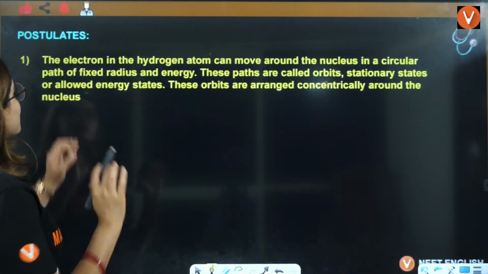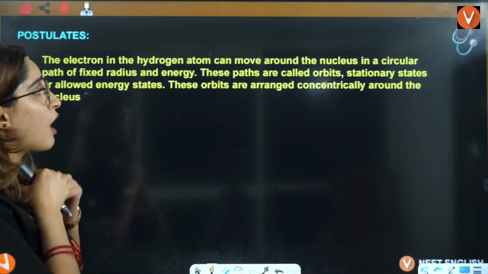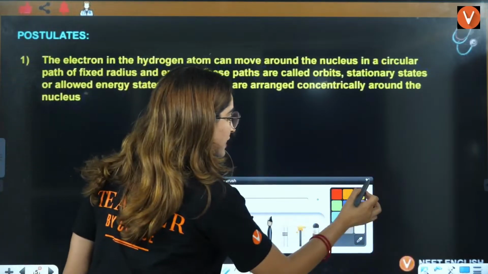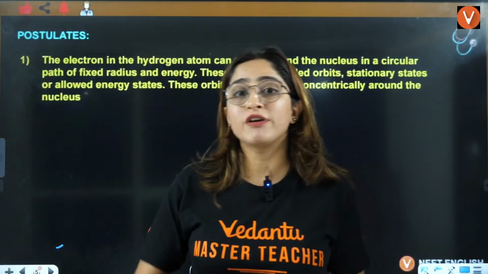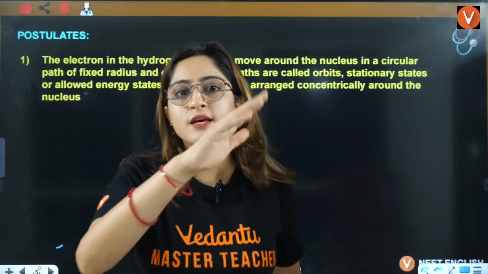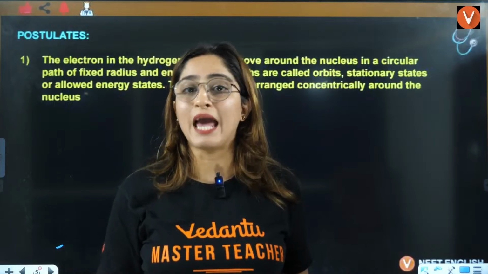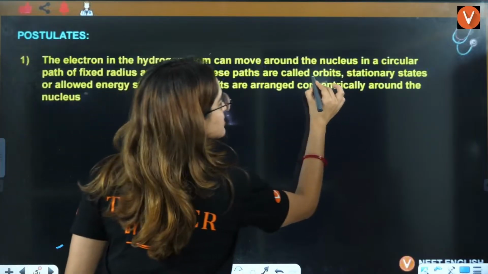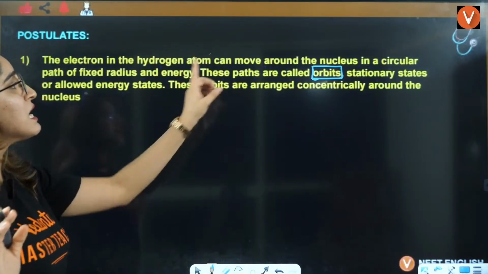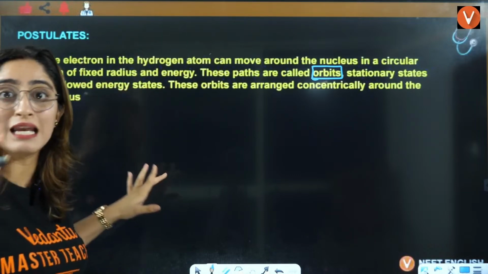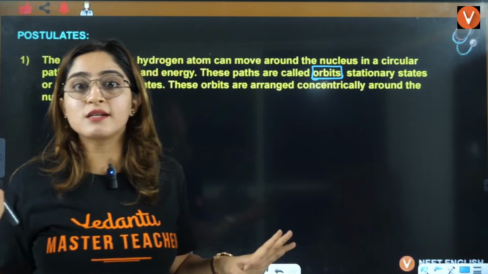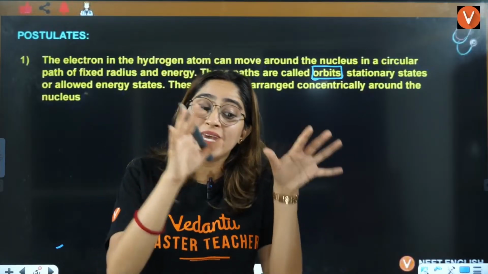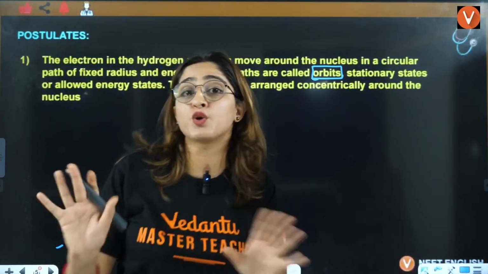So, the first postulate is: the electron in the hydrogen atom can move around the nucleus in a circular path of fixed radius and energy. He said that they are moving in a circular path with fixed energy, fixed radius, fixed velocity. Everything is fixed. Then these paths are called orbits, these circular paths are called orbits, stationary states or allowed states. Allowed means you can only travel here. There are some rules, no parking, and there is parking you can do here. So allowed states, that here only you can reside, anywhere else you can't reside.